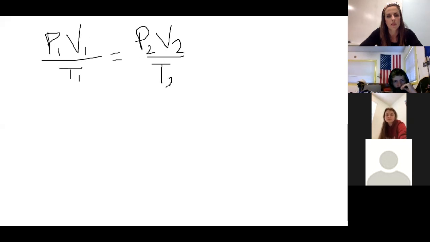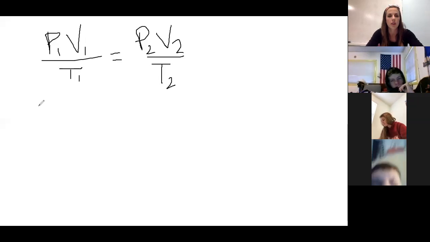Okay. This is what we're using. All right, so someone tell me from the example what P1 is going to be. What is the first pressure that they give us, our starting pressure, before it's launched? Yeah, 1 atmosphere. That was the pressure before the balloon was launched. So I'm going to go ahead and fill that in.